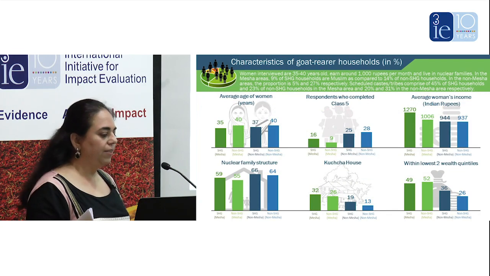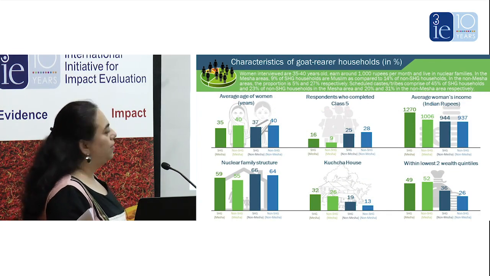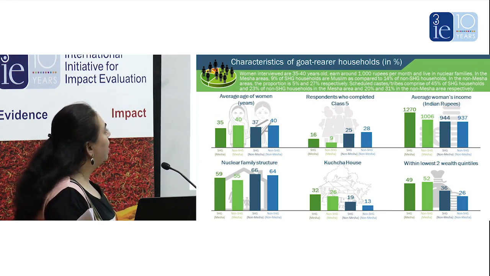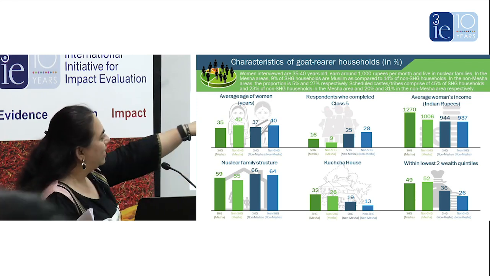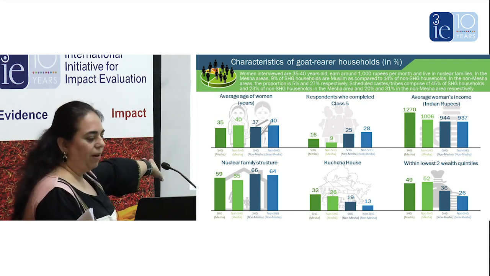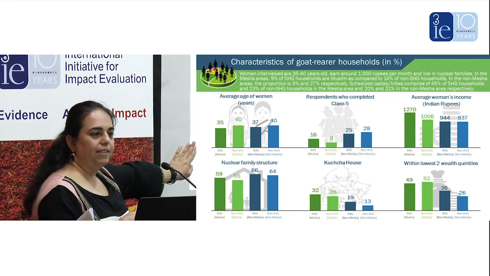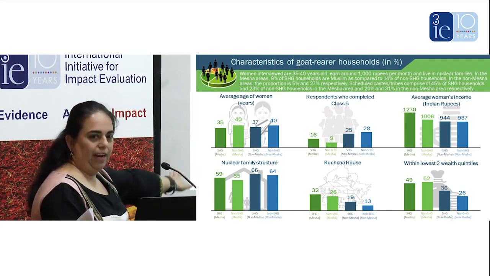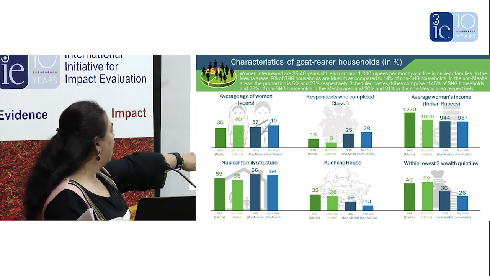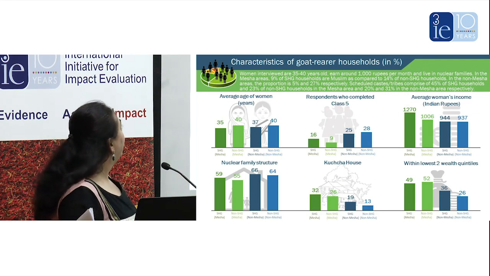So overall, the characteristics of the goat rearers: the women's ages are similar, 35 to 40 years old, also something that the formative evaluation found. They're earning around 1,000 rupees on average per month. There's slight variation between the groups. So just quickly to tell you the colors, the dark green is the self-help group women in the Mesha areas, and the light green is the non-self-help group women in the Mesha areas. And the dark blue is the self-help group women in the non-Mesha areas, and the light blue is the non-self-help group women in the non-Mesha areas.